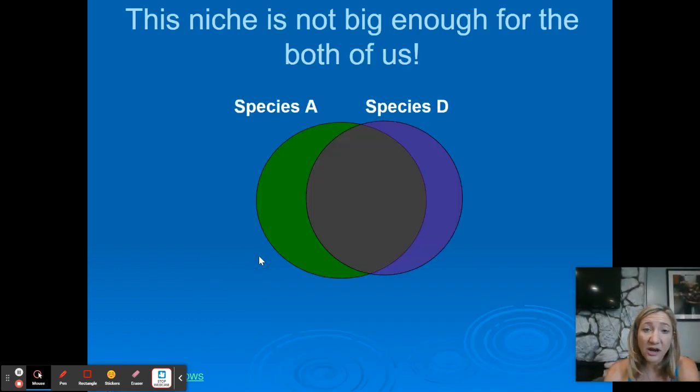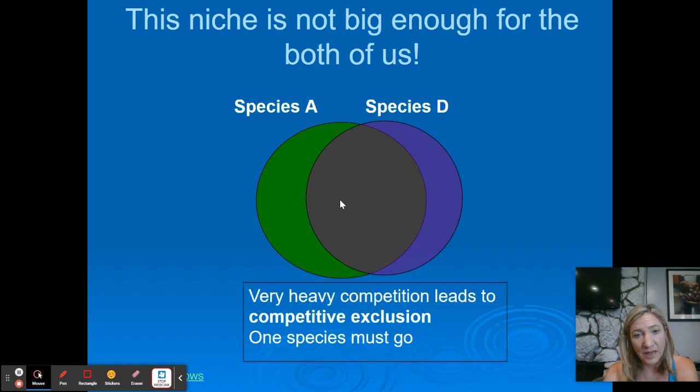So if they can't share, like if there's a significant amount of overlap, then that's called competitive exclusion. Heavy, heavy competition. One species is going to have to be out. They can't divide this up. So one species is going to win, the other one is going to either die or move to another place or whatever.